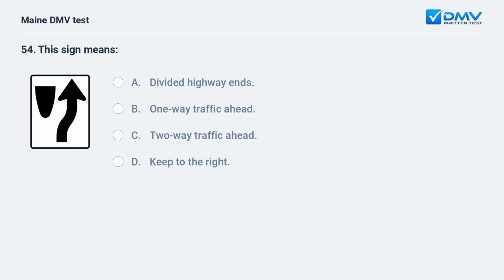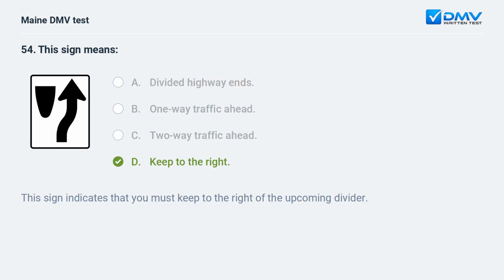This sign means A. divided highway ends. B. one-way traffic ahead. C. two-way traffic ahead. D. keep to the right. D. keep to the right. This sign indicates that you must keep to the right of the upcoming divider.